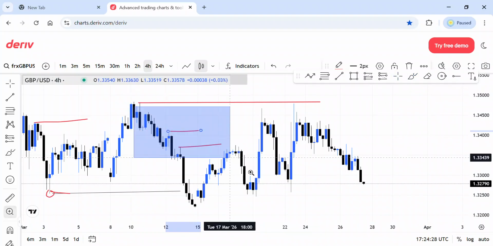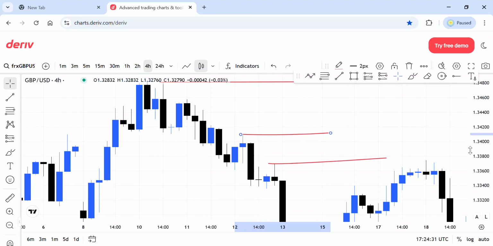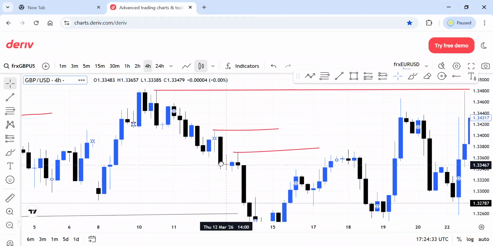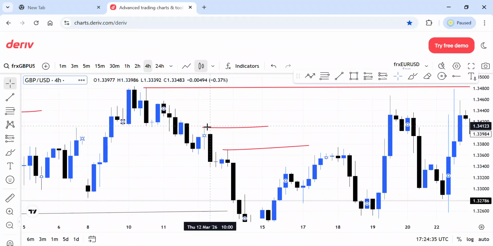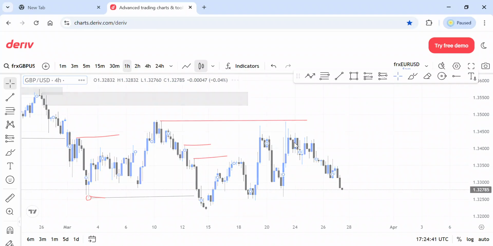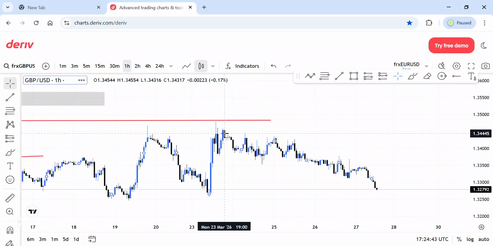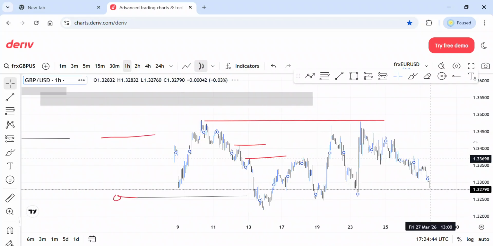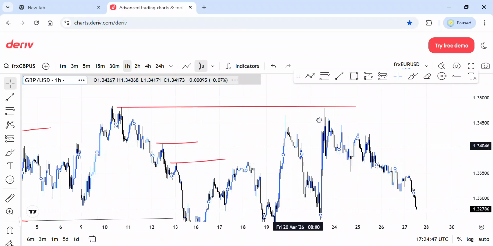I don't know if you can see. Let me zoom in. I told you before you break out, you always see a liquidity. You might not be able to see it on 4 hours anyway. So this is a liquidity and this is a liquidity. So let's go to 1 hour so that we can see it clearly. These are the 1 hour time frame. I think you can see it clearly on 1 hour.